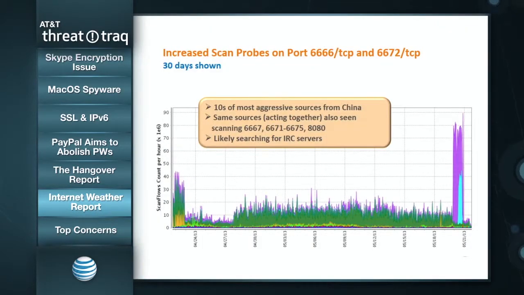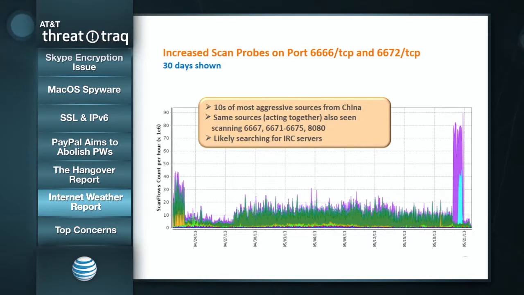These same sources were also acting together, that is, in terms of timing sequence, scanning other ports such as 6667, 6671 through 6675, and port 8080 TCP. So this kind of suggests that perhaps they were looking for IRC servers, and it's not clear what the objective might be. Maybe it's for command and control functions, or simply to dig in and see what's interesting about those.